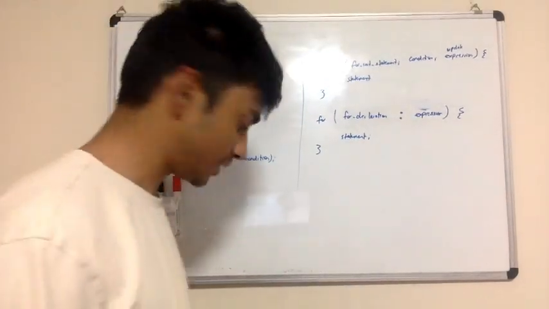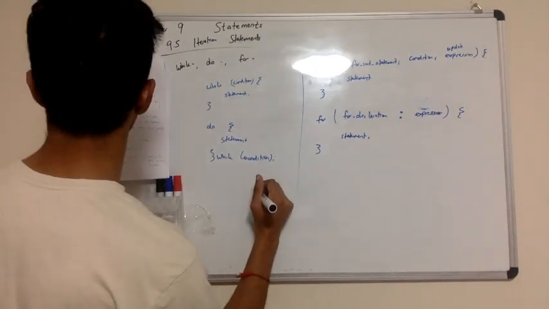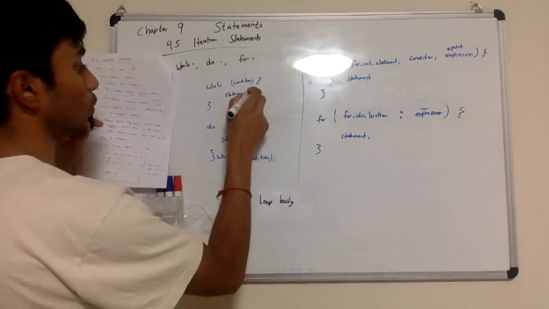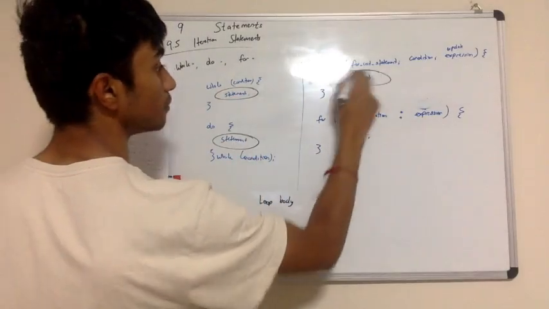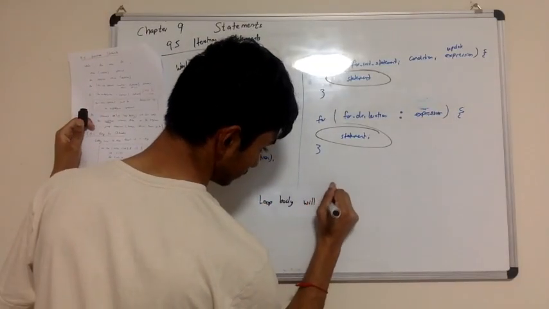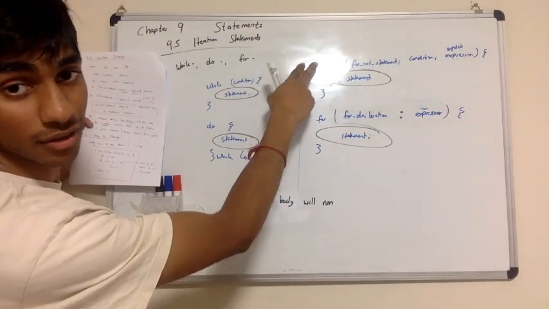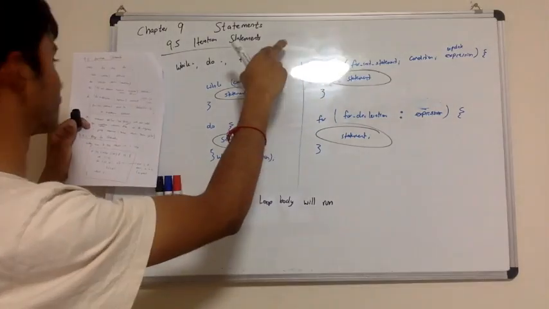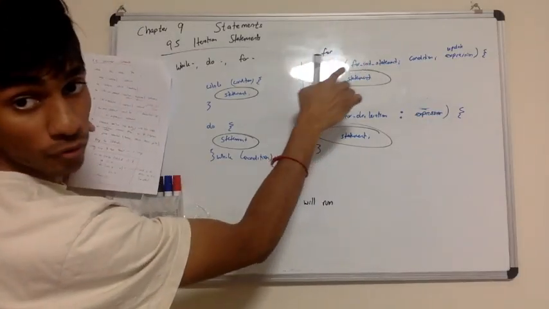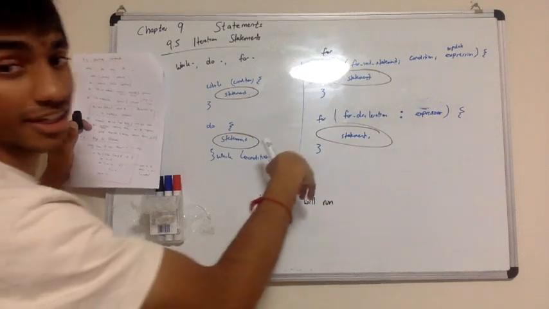Okay, so the general idea in all cases, regardless of which one you're doing, is the loop body, which is basically the statement block. The loop body will run. I think the only thing missing is it should say for: for init statement, condition, update expression, do the statement, and that's in a block.